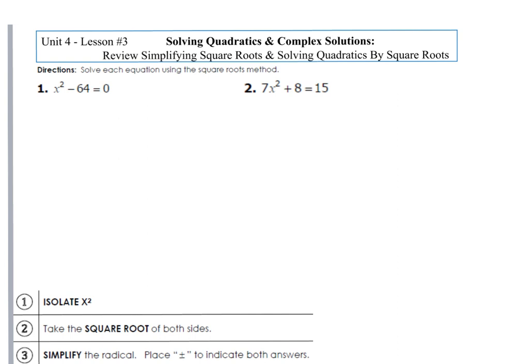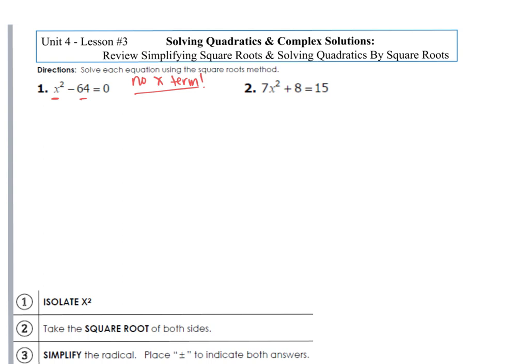So on number 1, again, we have x squared minus 64. I have this x squared term and I have a constant. There's no x term. When that happens, yes, you could do difference of squares factoring. It results in the same answer. I'm just going to throw that out there right now. But if you recognize this, some people don't like factoring. Doing this method is really fast.